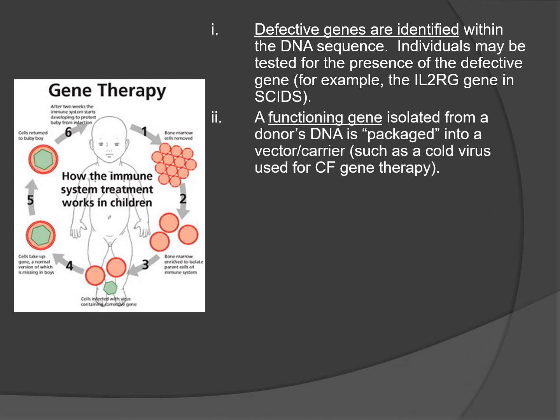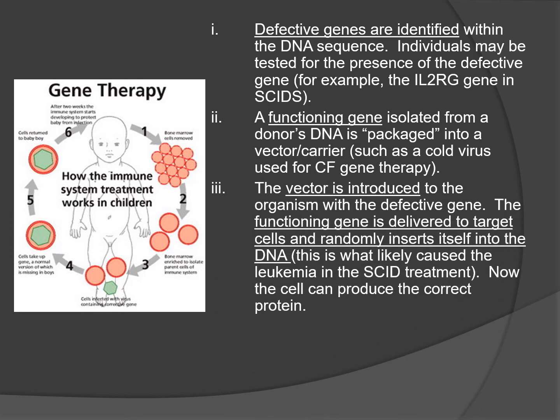After that, a functioning gene is isolated from donor DNA, and this is packaged into the vector. They usually use something like a cold virus for stuff like the cystic fibrosis gene therapy, or other viruses, depending on where they need to get the gene to. Then the vector is introduced to the organism with the defective gene.